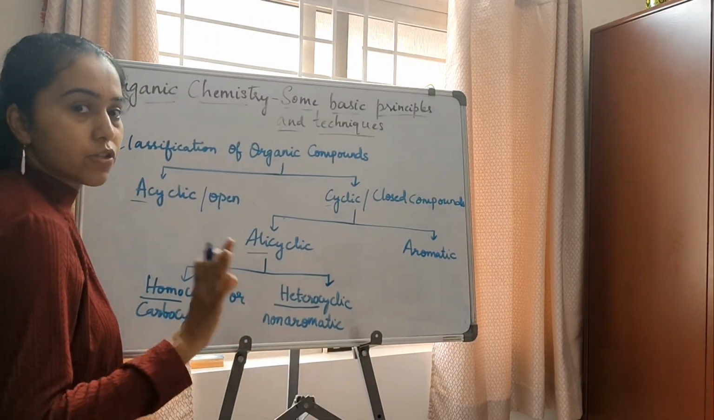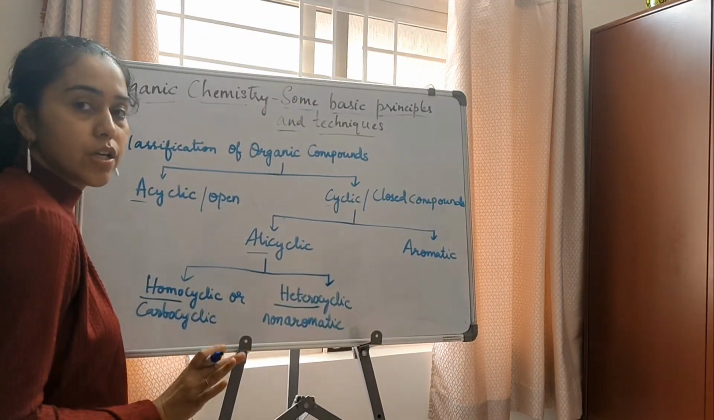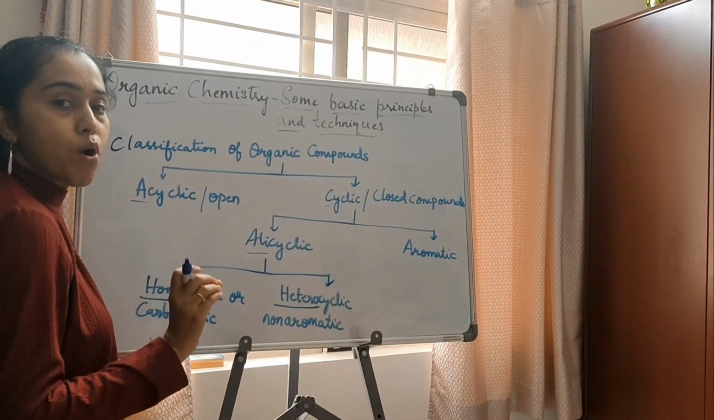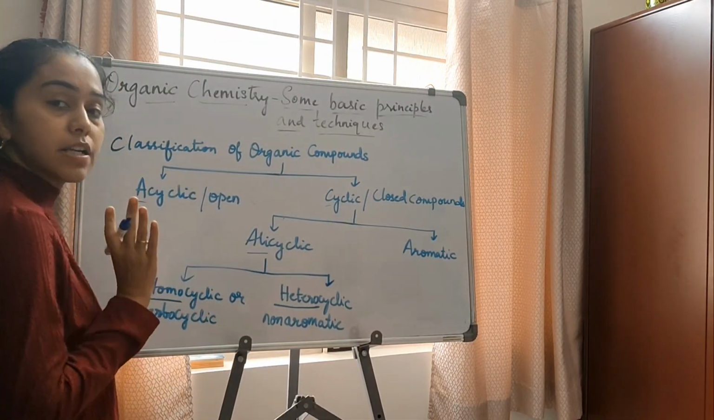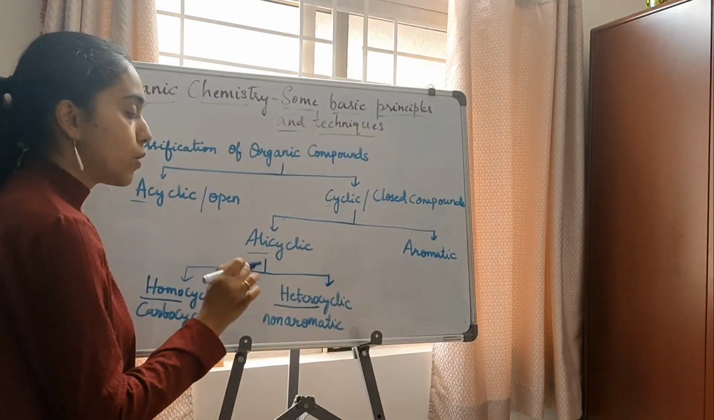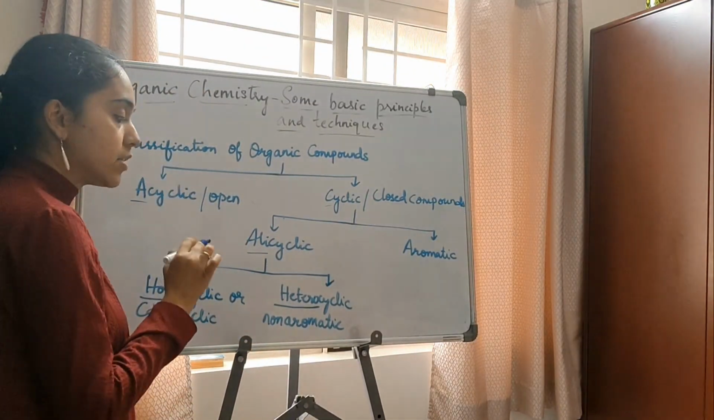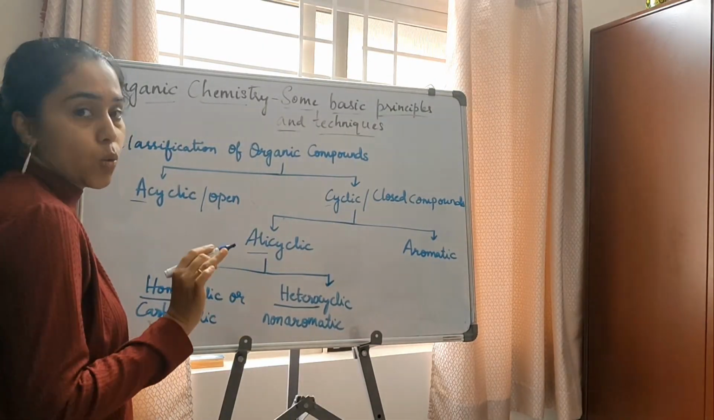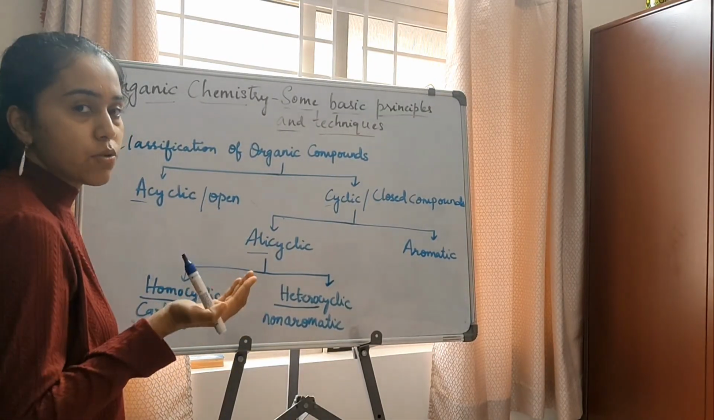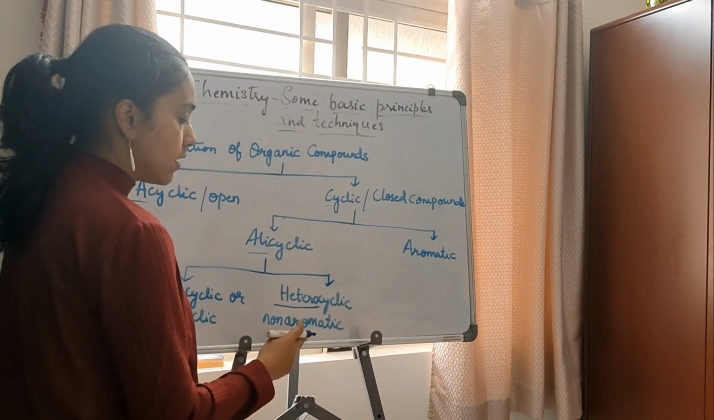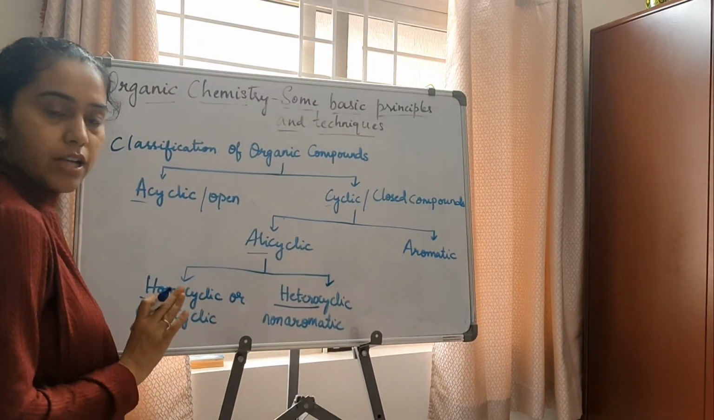So cyclic refers to rings. Homocyclic compounds are made up of carbon itself, so the main important element is carbon in this type of organic compounds. Heterocyclic, non-aromatic compounds have a ring, but there is a heteroatom, that is a different atom, present along with carbon atom. It may be nitrogen, oxygen, or sulfur, etc. And they are non-aromatic.